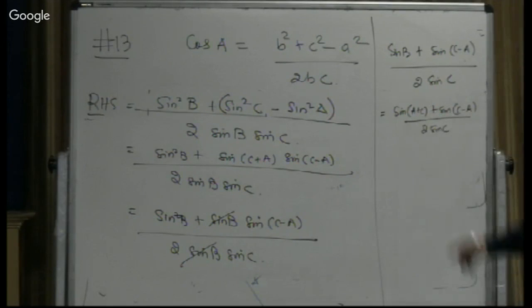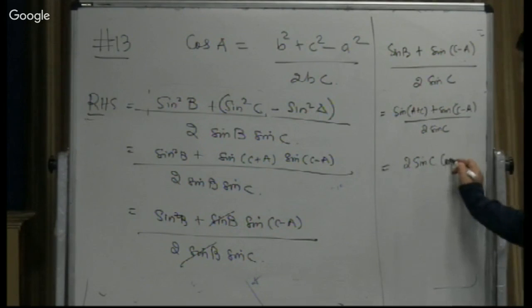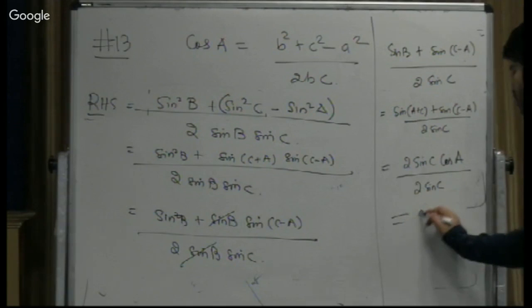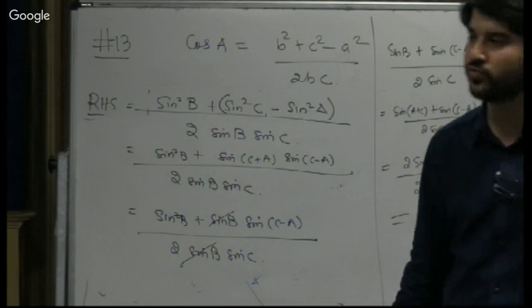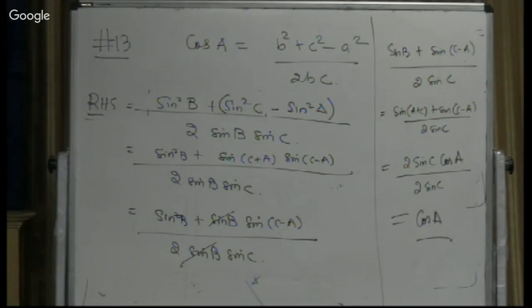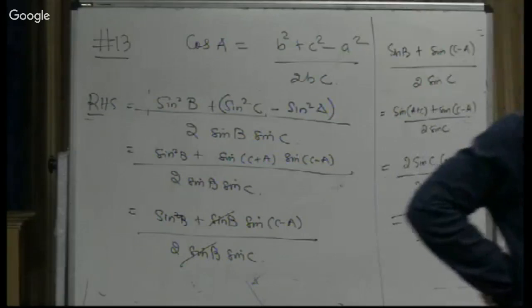What is sine this plus this? 2 sine C cos A, because C minus A. So we got cos A. That is my right hand side, that was my left hand side, hence proved. Clear? So this was my cosine rule. Any issue with this? No? So we have finished 13.